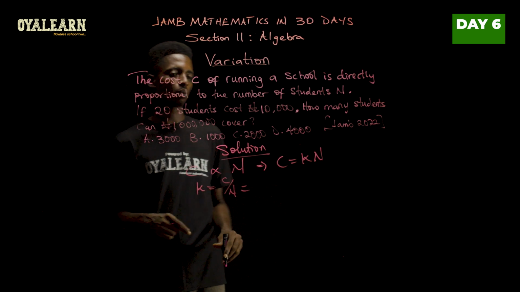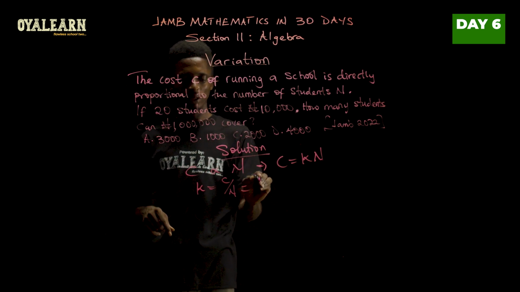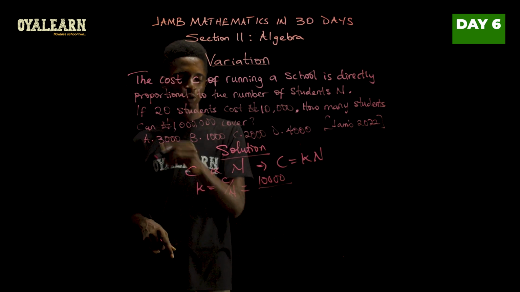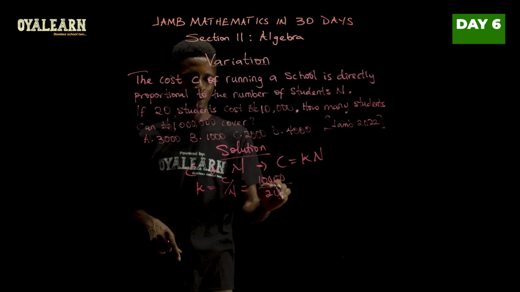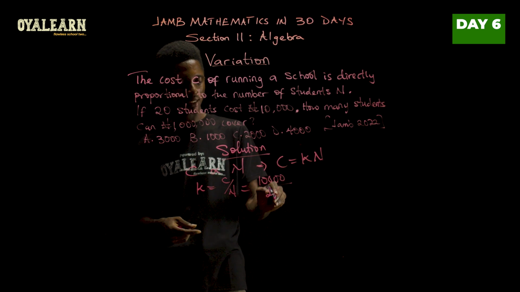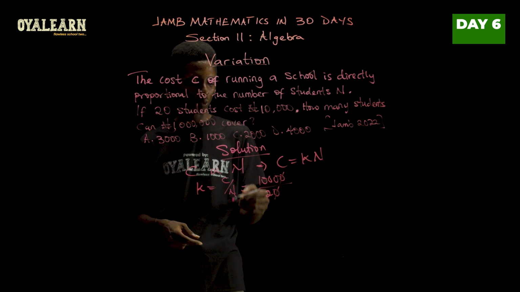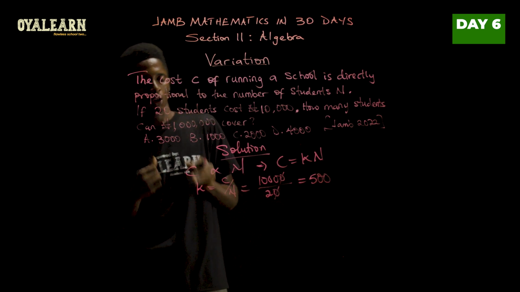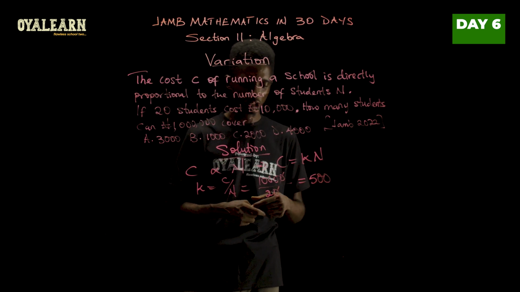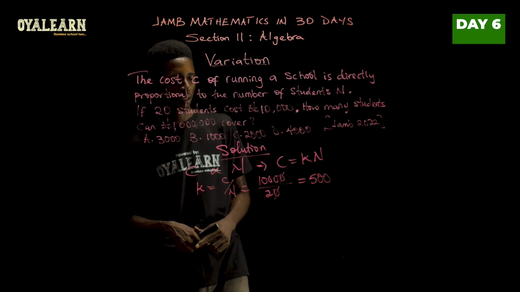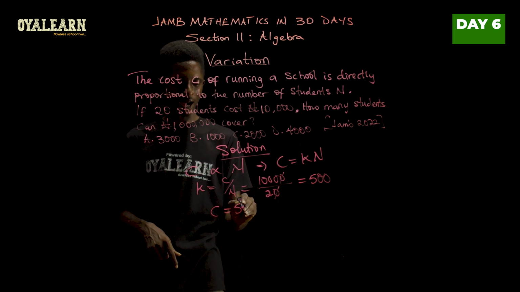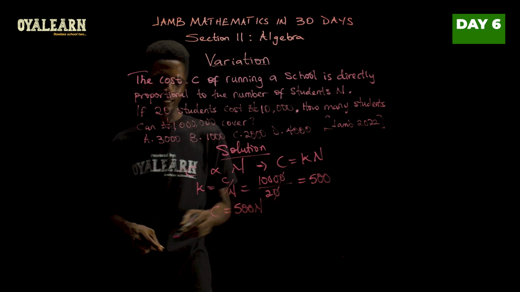And from what we are given, 10,000 naira is covering 20 students, so that will be 10,000 divided by 20. So from here, 0 cancels 0, and 1,000 divided by 2 will give us 500. So the constant of proportionality is 500. Now, the equation would then come to C equals 500N.